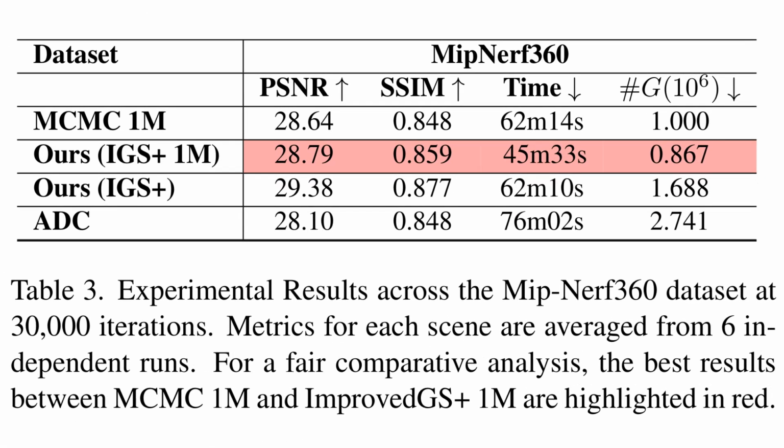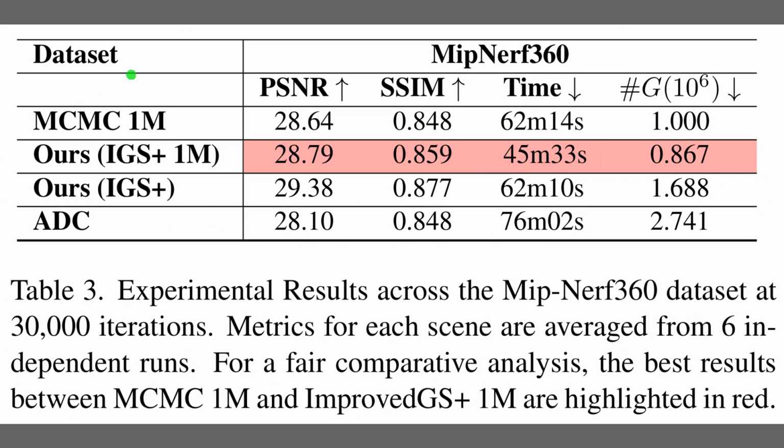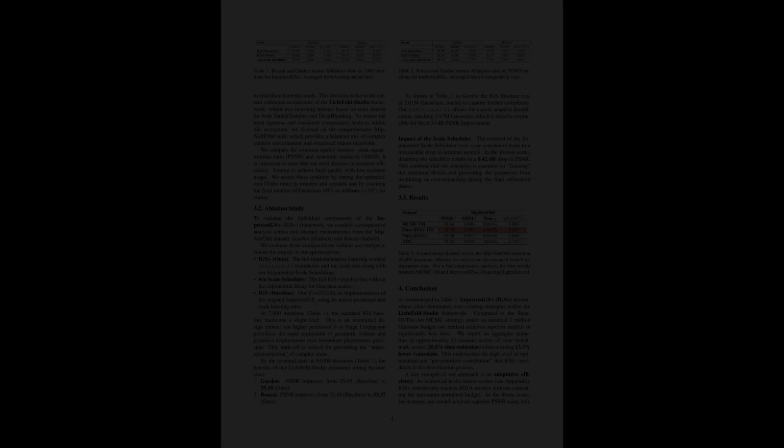Alright, the previous algorithms detailed the computational savings, so Table 3 now presents the resulting performance. The highlighted row shows that the ImprovedGS Plus 1 million budget variant beats the MCMC baseline across the board. It achieves higher image quality while cutting training time by 27%. Crucially, it reaches this superior quality using 13% fewer Gaussians. Finally, the full variant below it also outperforms the ADC baseline, delivering a massive quality boost with far fewer parameters.